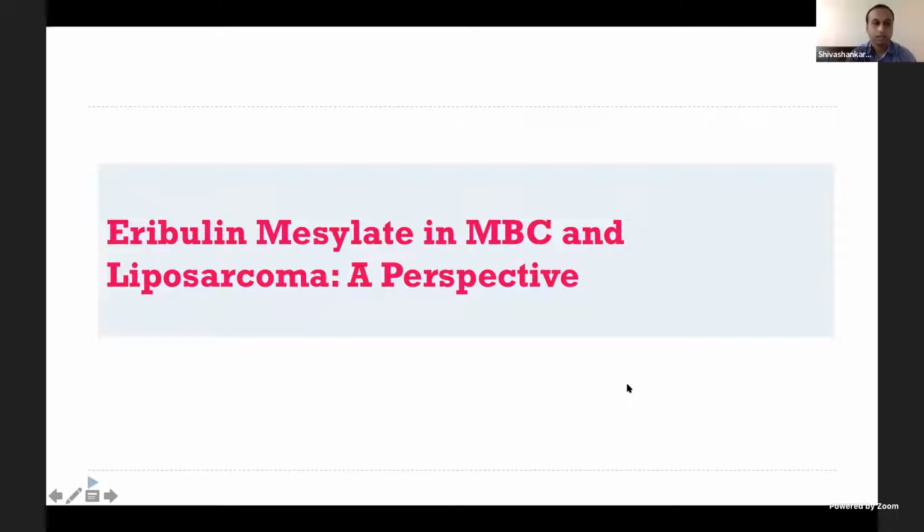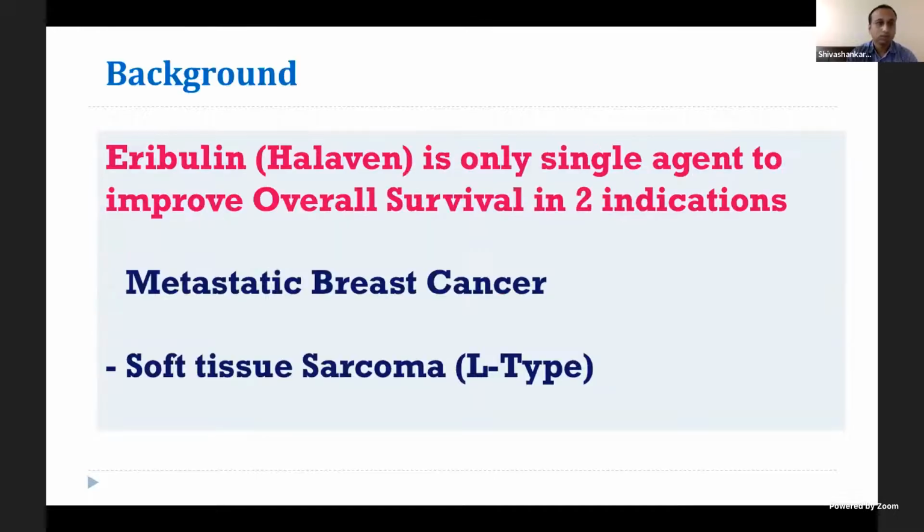Thank you once again. And without wasting much of time, I'd like to start with the topic. Today, we'll be discussing the role of eribulin mesylate in metastatic breast cancer as well as liposarcoma.